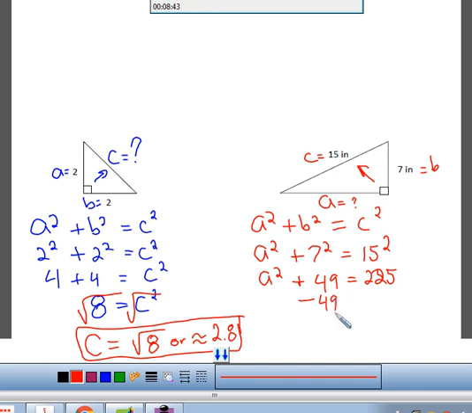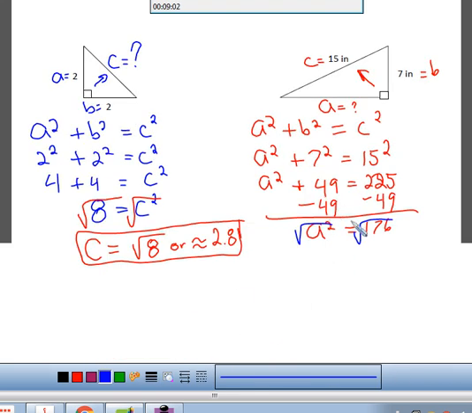Subtract 49 from both sides. A squared equals 176. That is not a perfect square. By the way, we got to take the square root to find our final answer. And, you know what? Sometimes you can leave your final answer in this form. So A could equal the square root of 176. Or it is about, and then if I plug that into my calculator and round it to the nearest tenth, 13.3 inches.